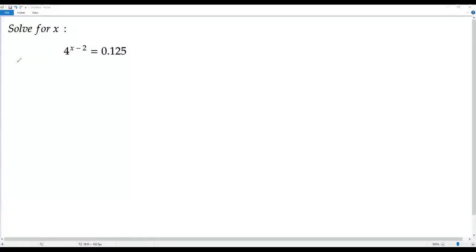Here we have a problem on exponential equations. That is, we have to solve for x in this exponential equation. To do the first step in solving this exponential equation, I consider the quotient rule of exponents.